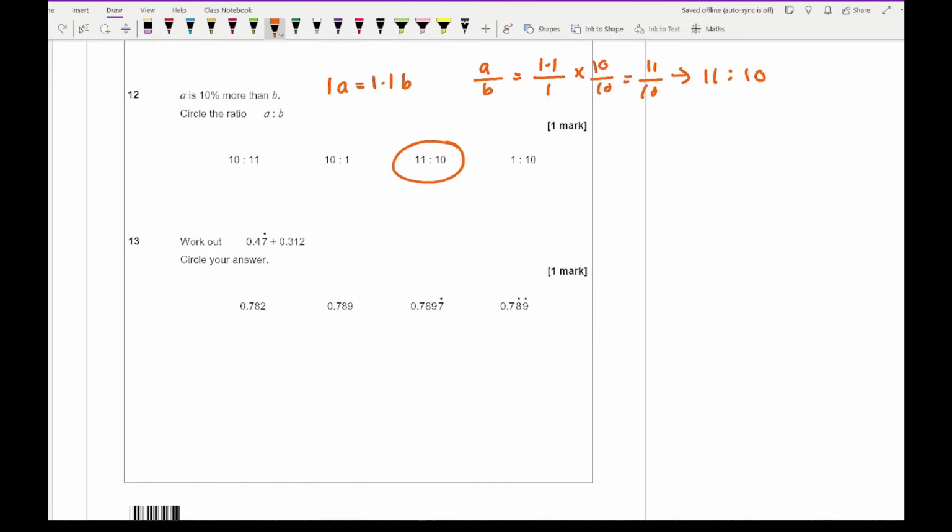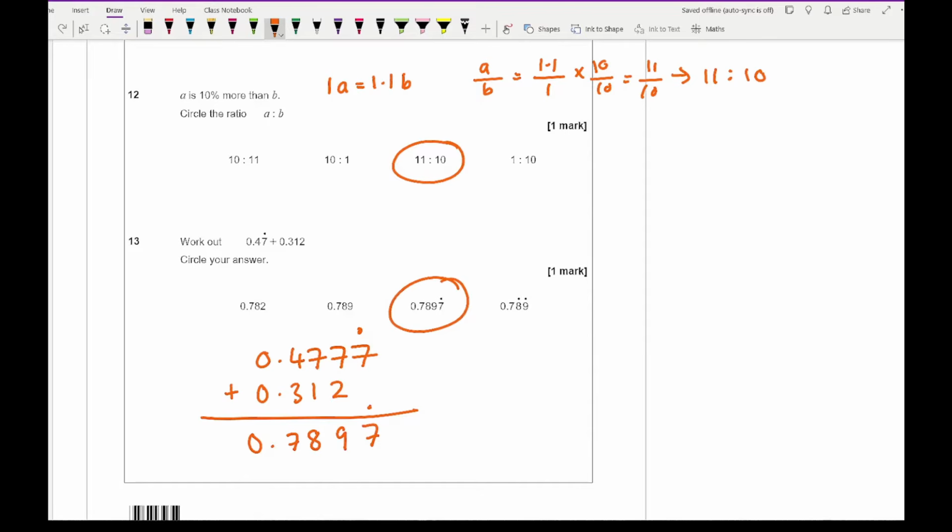Question 13, it says work out 0.47 recurring plus 0.312. Well, 0.47 recurring is going to be this, and 0.312 is going to be that. Now, let me just get rid of that 7 and put the recurring here. And what I'm doing is I'm adding the numbers up. So this is still going to be 7 recurring. 7 plus 2 is 9. 7 plus 1 is 8. And then I've got this. And then looking for that option is going to be my third option.